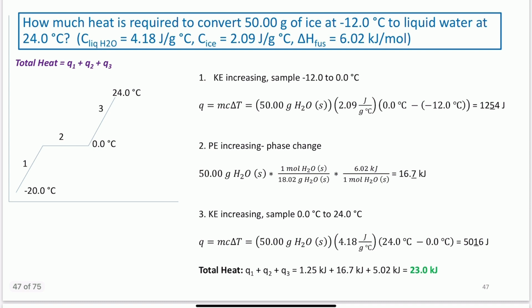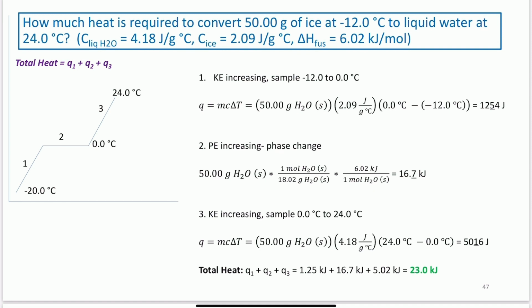Okay, how much heat is required to convert 50 grams of ice at negative 12 degrees C to liquid water at 24 degrees C? Specific heat of liquid water is 4.18 joules per gram degree C. The specific heat of ice is 2.09 joules per gram degree C. Remember, those are phase specific. And the delta H of fusion is 6.02 kilojoules per mole. And I know I have all the work written out here, but let's describe how we would write this out if we had to do it ourselves.